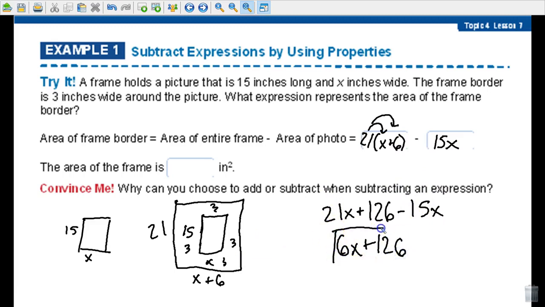I can't do anything. I don't have any like terms. I am done. Okay? So the area of the frame is 6x plus 126. Basically, this whole expression is doing the area of the entire frame, subtracting the photo to find just the frame. Okay?